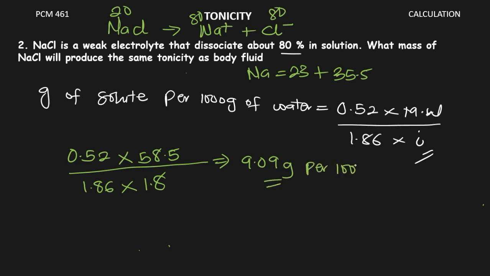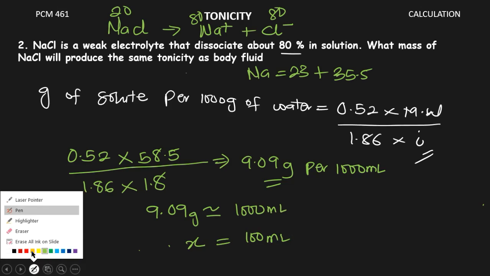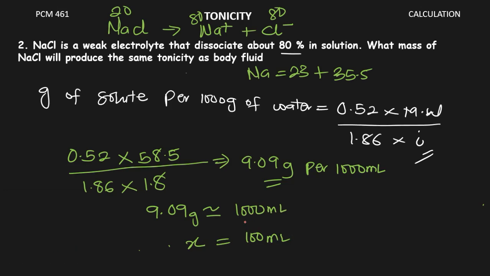Record that this is per 1000 ml of water. Because when you talk about 1000 gram of water, it's 1000 ml. But most times they report it in percentage, like I said. So you can say 9.09 gram gave us 1000 ml. Percentage means 100 ml. So 100 ml will be equal to x. At this point in time, we cannot cancel.